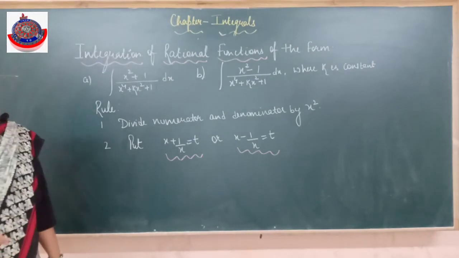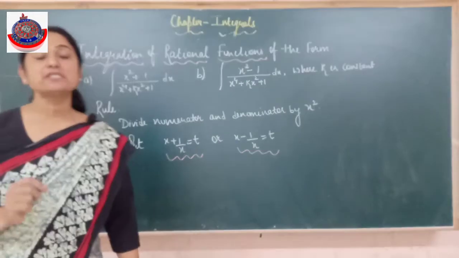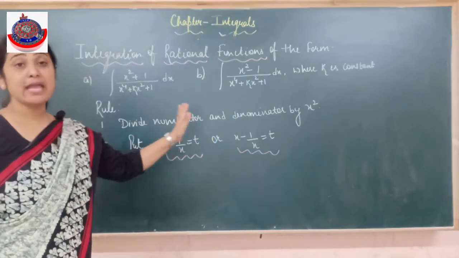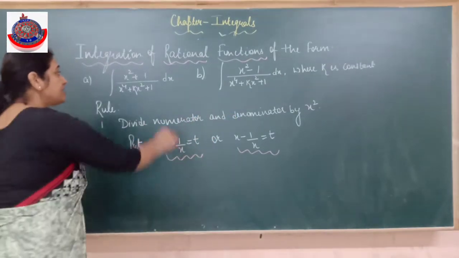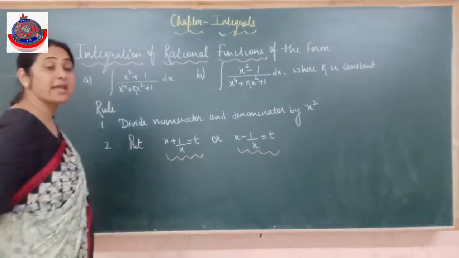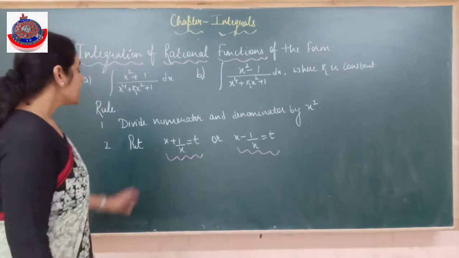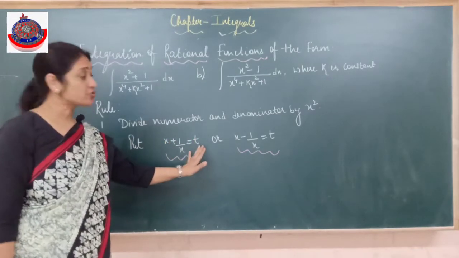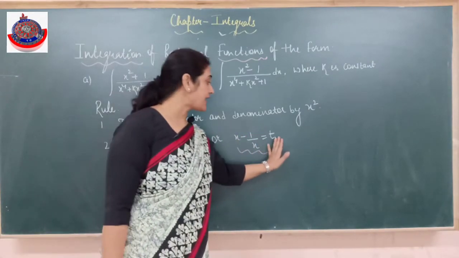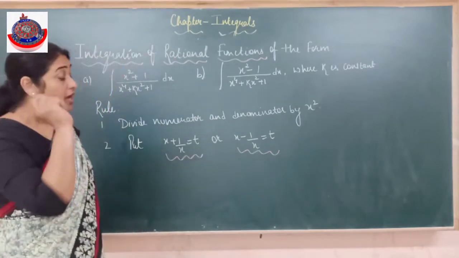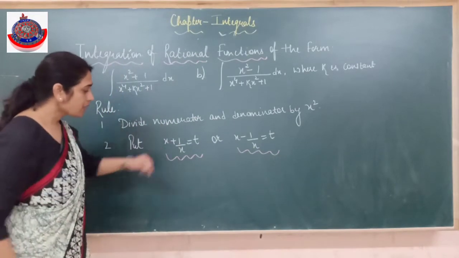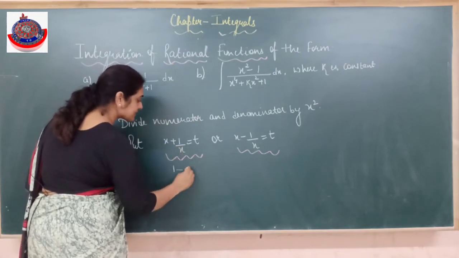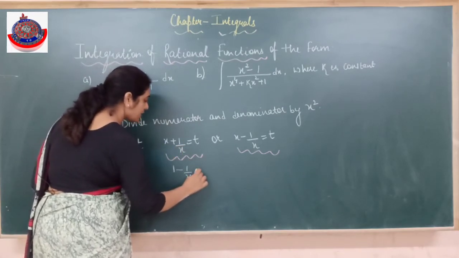Now what do we have to do in such kind of questions? If we get this form, you have to divide the numerator and denominator by x square. Then you have to put x plus 1 by x equals t or x minus 1 by x equals t. Why do we need to put? When I differentiate, what will I get? The differentiation of 1 by x is minus 1 by x square.